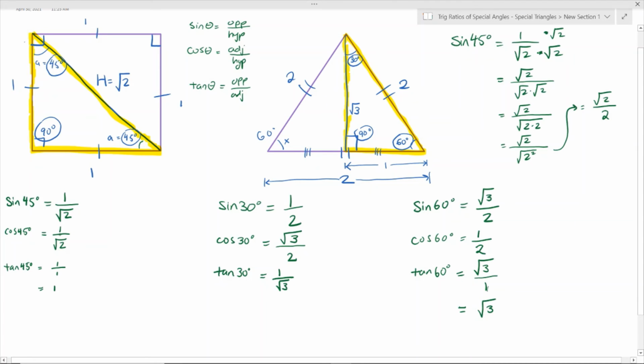We can do the same thing for cos of 45 degrees, right? Because this number here is the same as this. They are both equal to 1 over square root 2. So we can say that this 1 over square root 2 is equal to square root 2 over 2 if we rationalize it. And here, this is also going to be square root 2 over 2 if we rationalize the denominator.